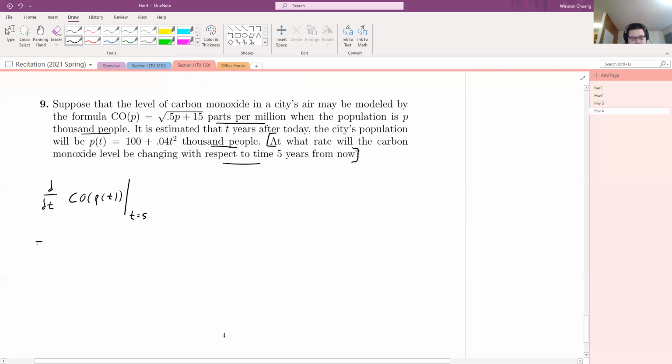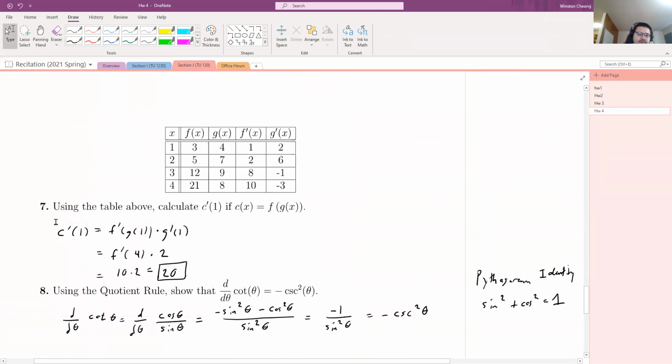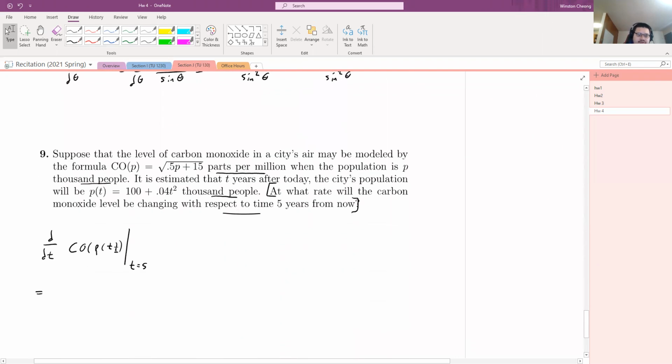So instead, we're going to use the same technique from number 7, where I took the derivative of this thing that has chain rule involved in it. I'm going to take the derivative and plug in the 5. Same kind of pattern. Okay, so we have CO, this function. We will take its derivative, and then we will plug in P of 5, and then multiply by P prime evaluated at 5. So hopefully you're convinced that this is going to be exactly the same thing as this.